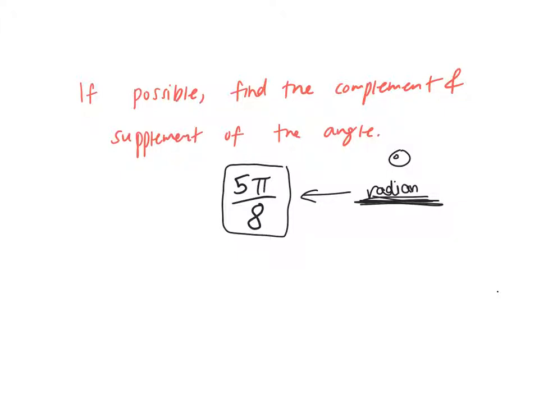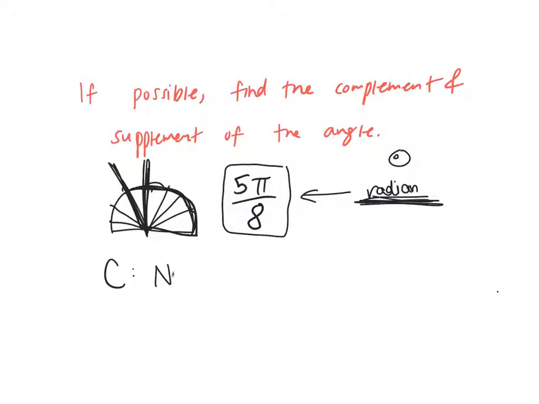Let's think about 5 pi over 8. That's 5/8, and you can just visualize it in your mind: 1/8, 2/8, 3/8, 4/8, 5/8. Do you see how you're already past that halfway point, that 90-degree point? So are we going to have a complementary angle? No, it's going to be none, because 5/8 is already more than 4/8, which is halfway through. So it's none.